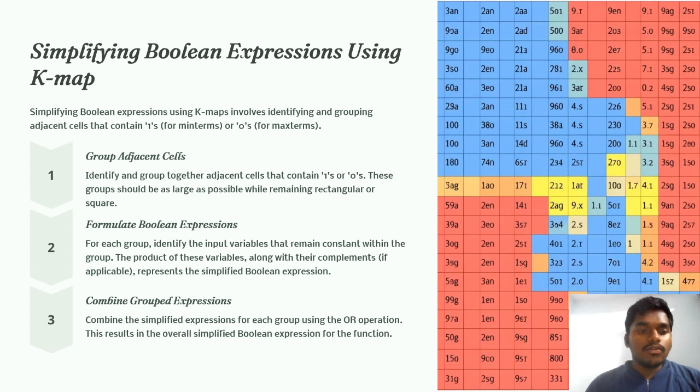Second, formulate Boolean expressions. For each group, identify the input variables that remain constant within the group. The product of these variables, along with their complements if applicable, represents the simplified Boolean expression. Third, combine grouped expressions. Combine the simplified expression for each group using the OR operation. This results in the overall simplified Boolean expression for the function.